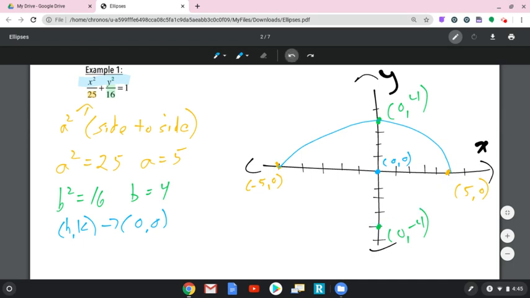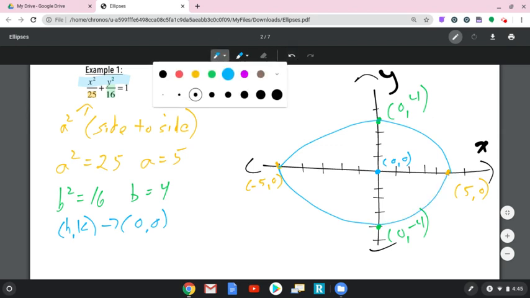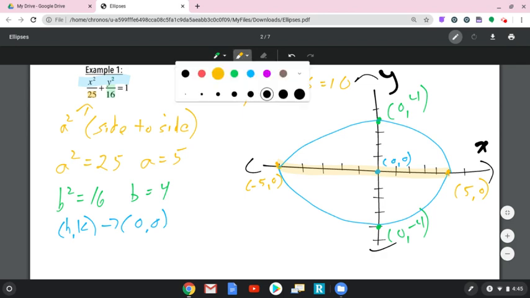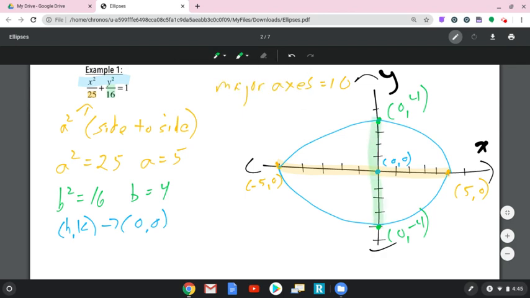Now, if you take a look at this ellipse, you're able to easily identify the major and the minor axis. Highlighted in yellow, the length of my major axis is 10. So we know my major axis is 10. Now I look at the minor. Guys, look at the minor axis. The minor would be 8. Is that good? I hope so.